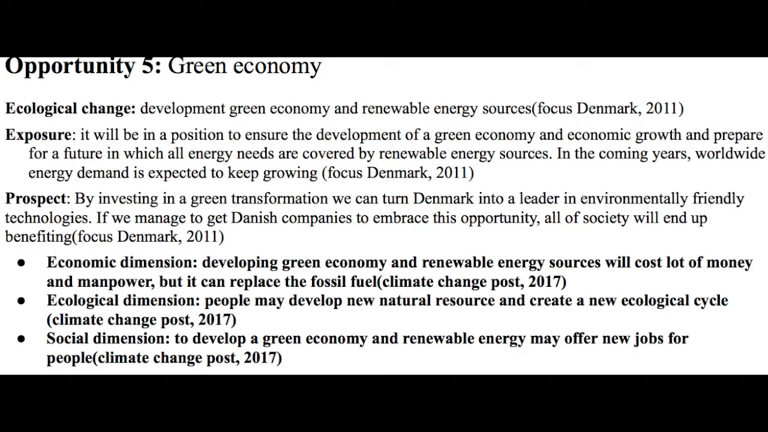For the ecological dimension, people may develop new natural resources and create a new ecological cycle. For the social dimension, developing a green economy and renewable energy may offer new jobs for people.